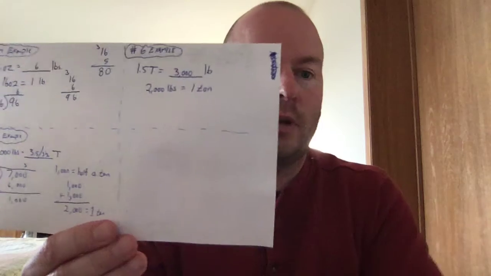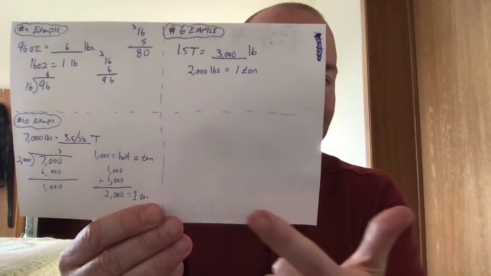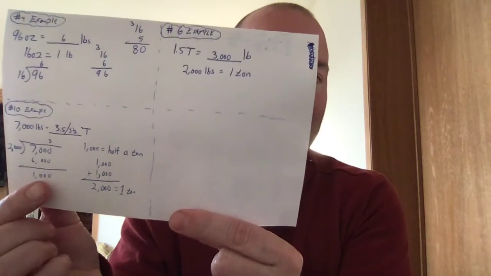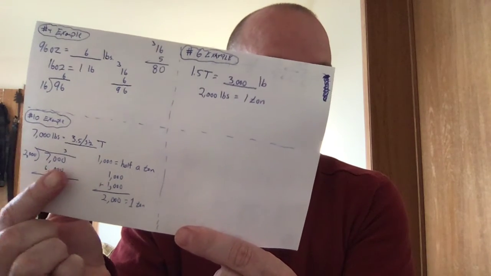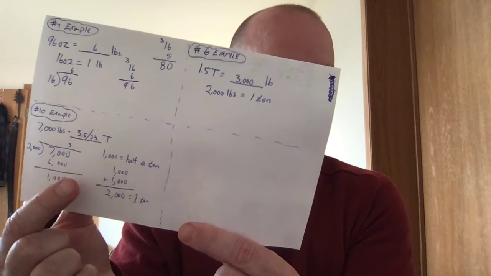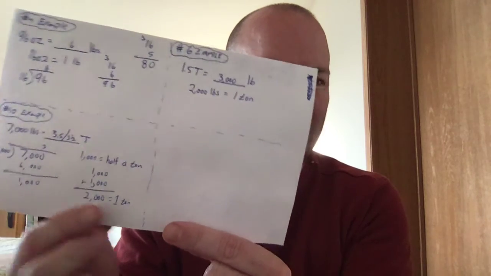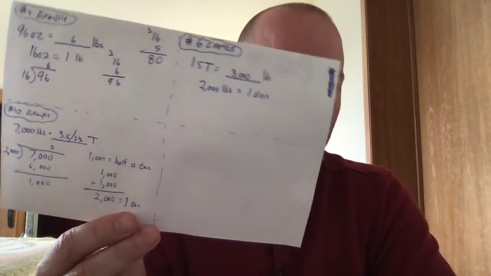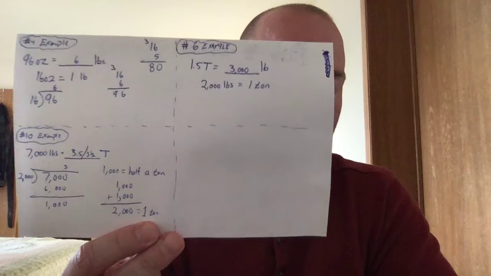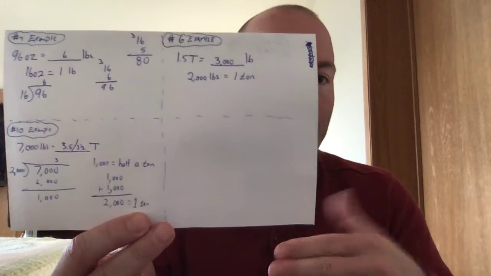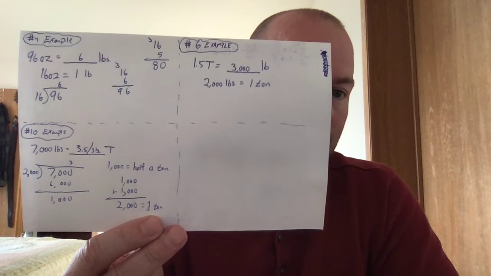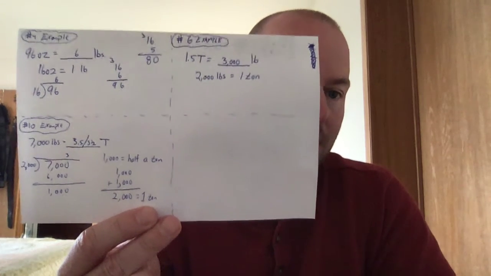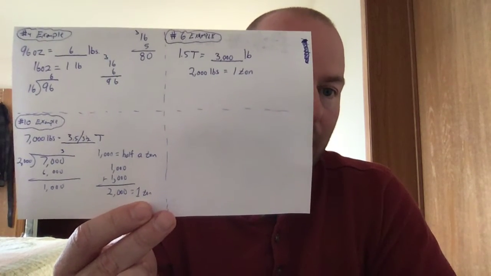An even 3 tons would give us 6, that's over here, would give us our 6,000 pounds. So we will have 3 tons, but then we still have 1,000 left over. Well, what's 1,000? 1,000 pounds is half a ton, because half a ton is 2,000.